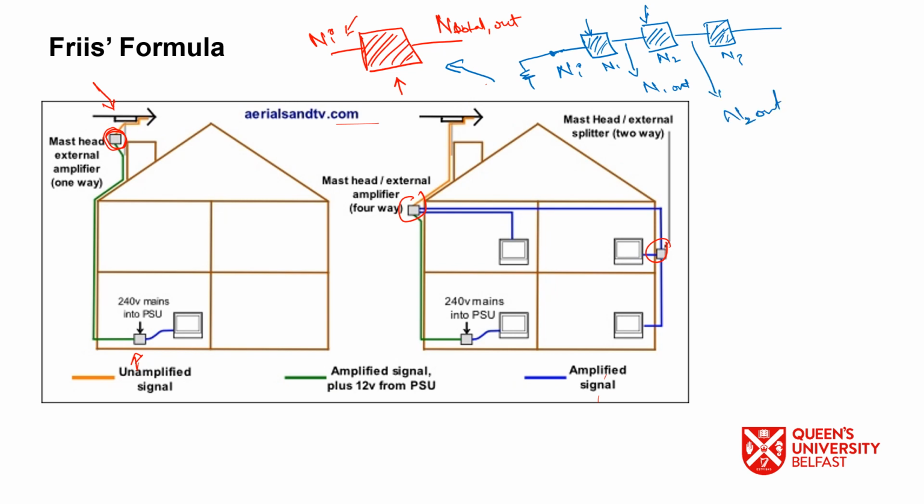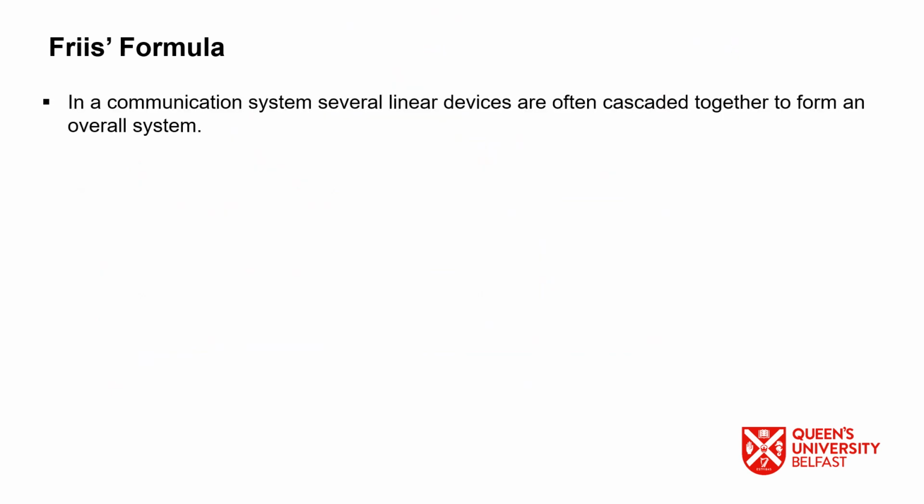N3. So it will also have its own noise, plus it will amplify whatever it is getting from the output of the previous high frequency system. So the system gets a little bit complicated. So Friis formula kind of solves this problem.